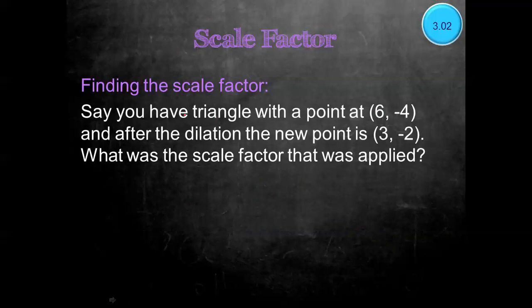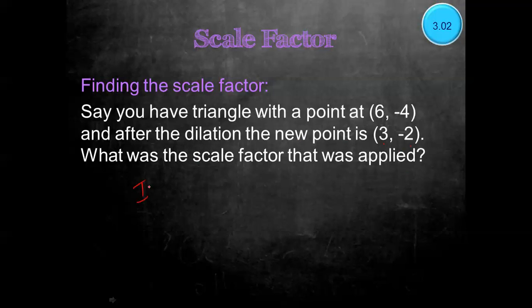If we want to find the scale factor, it works the opposite way. So say you have a triangle. Remember that triangle we talked about earlier? It had a point at (6, -4). After the dilation, the new point is (3, -2). So what was the scale factor that was applied?